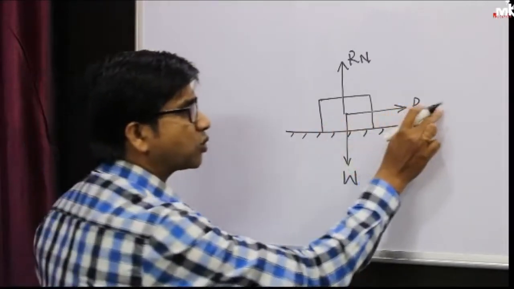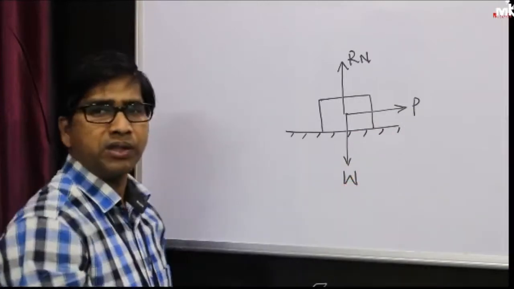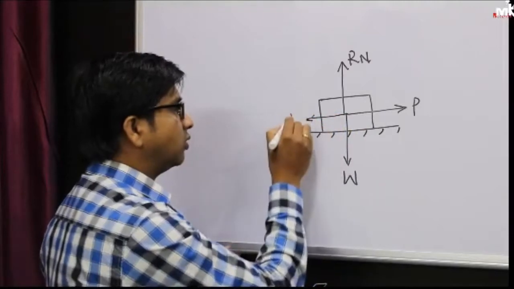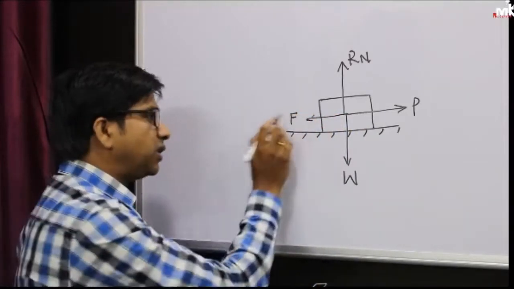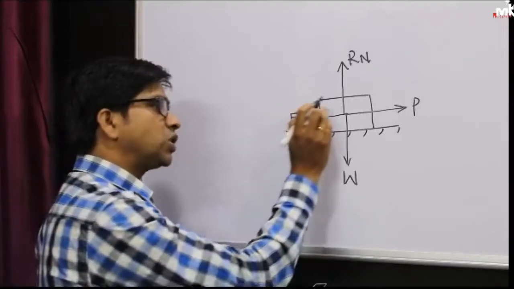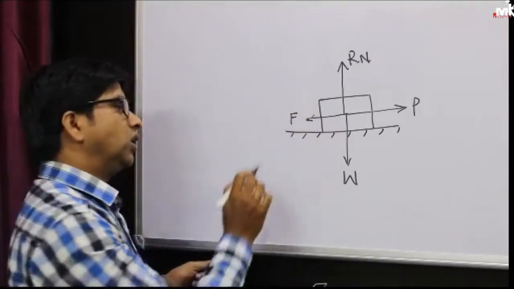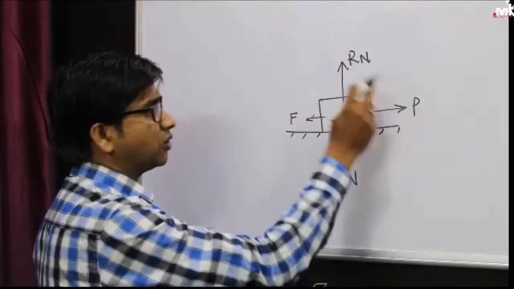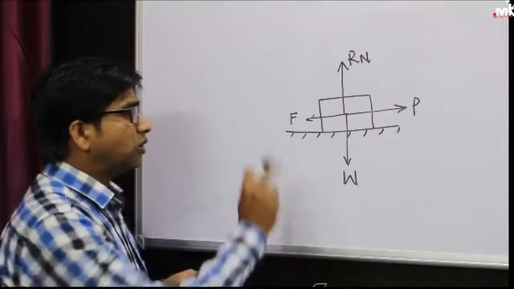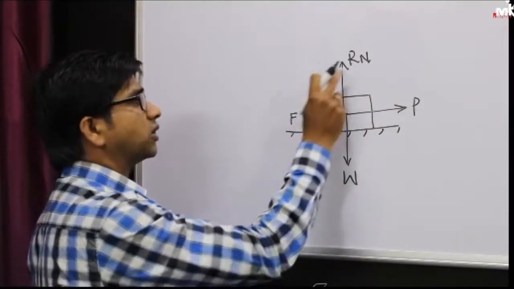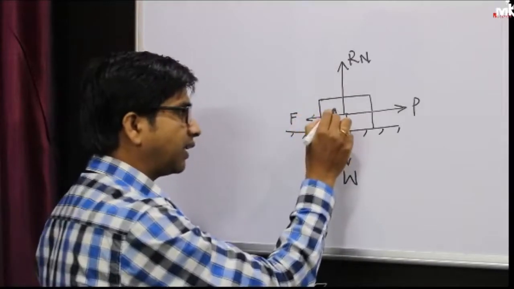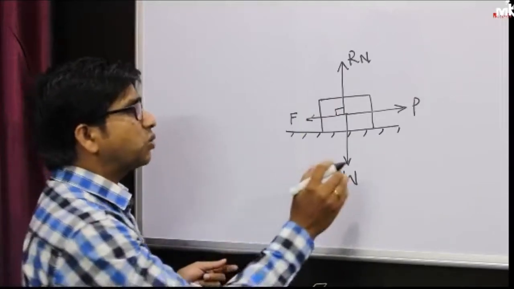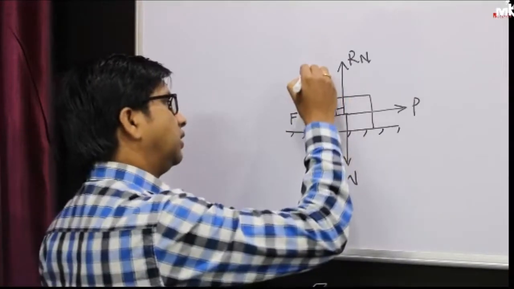If we apply the force towards the right, obviously the body will tend to move to the right, but the frictional force will oppose it. So this F is the frictional force, which is opposite to the direction of motion. Now these are the four forces: frictional force, applied force, normal reaction, and weight. The angle between the frictional force and the normal reaction is always 90 degrees. So this is the resultant of these two forces.